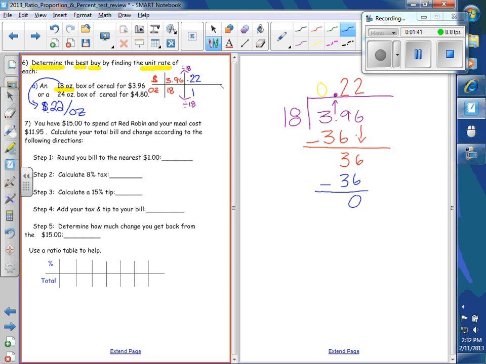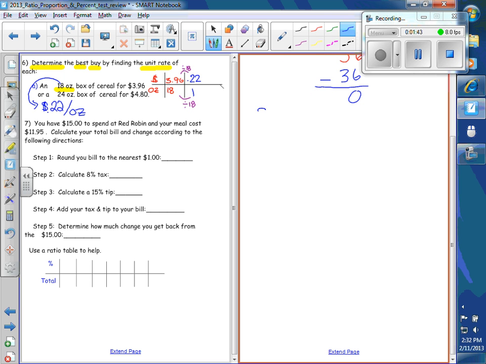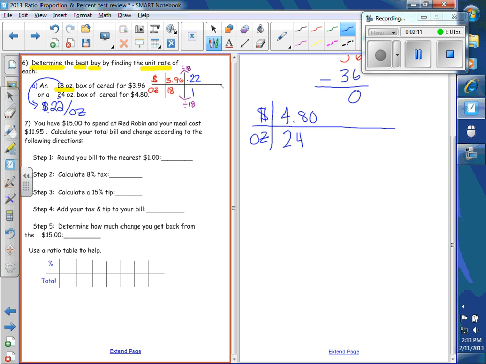Now we have to find the unit rate for the other box. So the other box costs $4.80. How much is in the other box? How many ounces? Over here. How many ounces for the bigger box? 24. 24 ounces for the bigger box. See right here? 24 ounces for $4.80. So we're going to divide by 24 here.